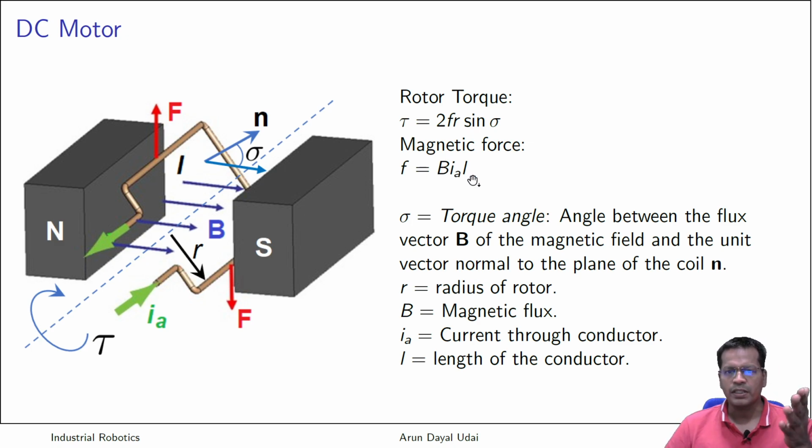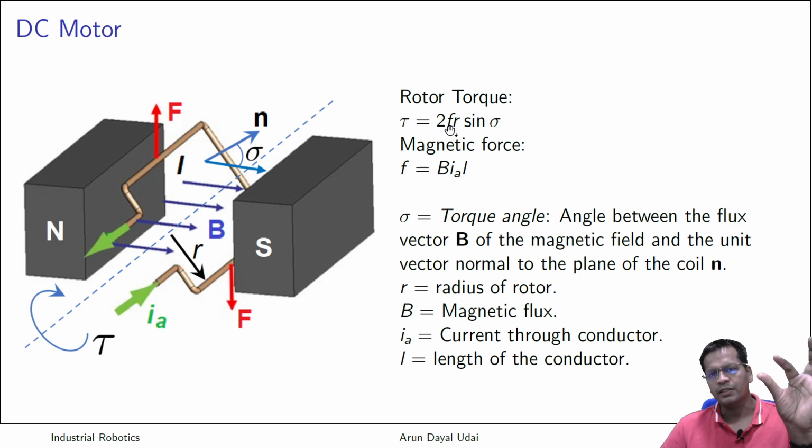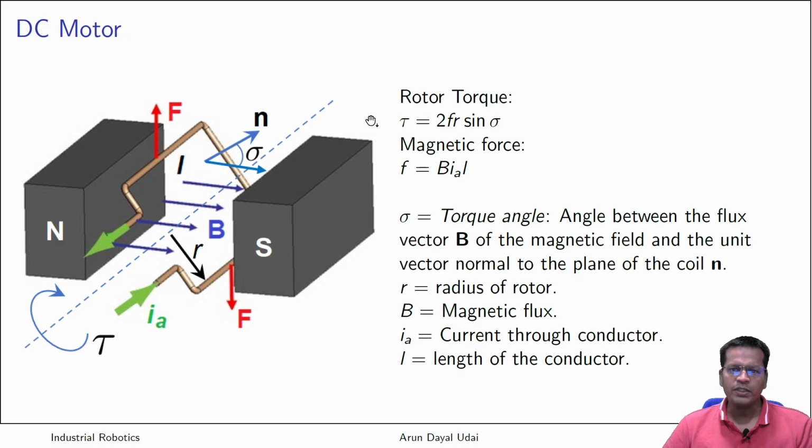So B is constant, length of the conductor is constant, this armature rotor windings are not going to change with time, so that remains constant. 2 times R, that is diameter of this armature winding, is also constant. Okay, so everything is constant. So what changes with time is only the current. Current can be changed externally. If you change the current, torque will change proportionally because everything is constant. So torque is proportional to the current flowing through the conductor.